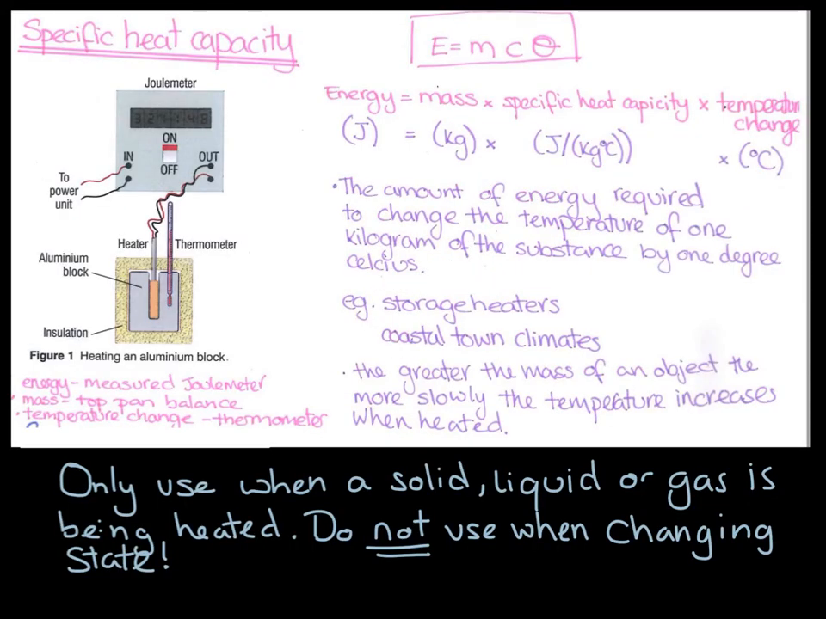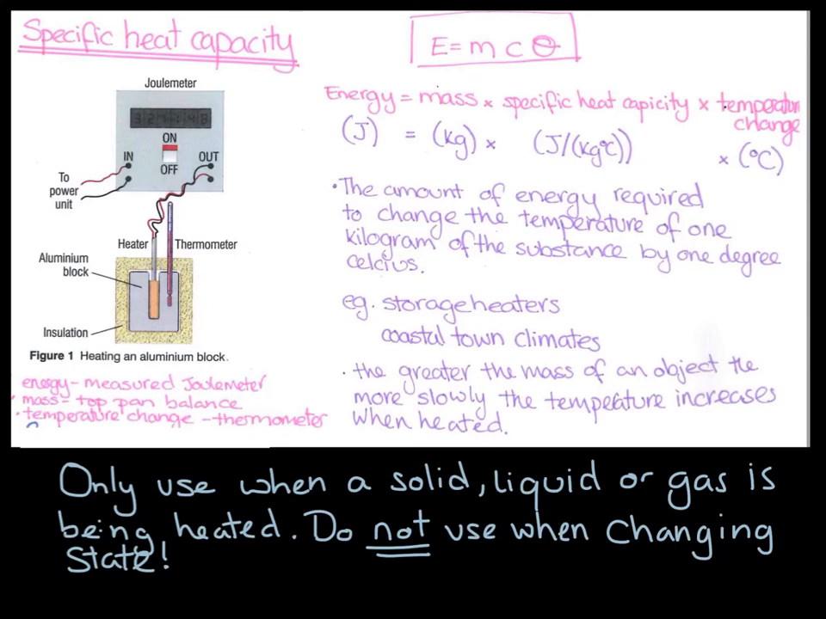Now, we talked in our previous lesson about specific heat capacity, and you completed a practical to find the specific heat capacity of different metal blocks. And we used this equation here. Energy added to the system is equal to the mass of the object times its specific heat capacity times the temperature change. And we said the specific heat capacity, C, was the amount of energy required to change the temperature of 1 kilogram of the substance by 1 degree. So if we have a bigger mass, we need more energy, and if we have a bigger temperature change, we need more energy for a given substance.